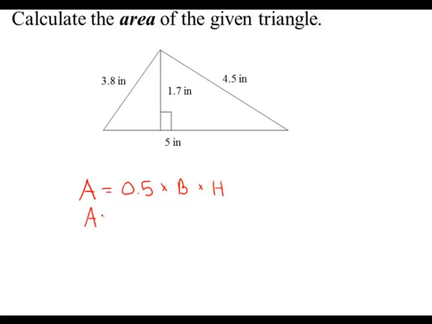For the triangle we have, the base is 5 and the height is 1.7. So we need to multiply these three numbers. We know that 0.5 times 5 is 2.5. 5 times 5 is 25, but we have one decimal point.